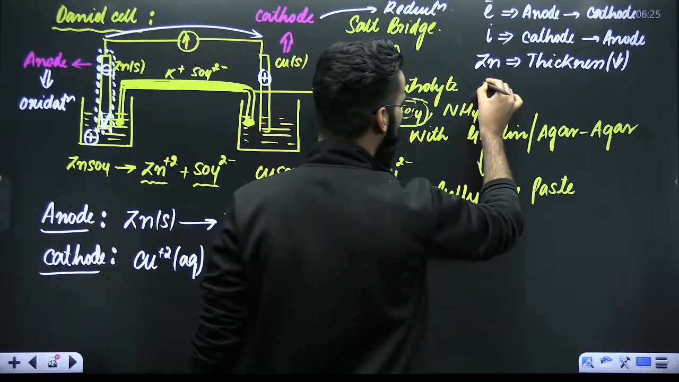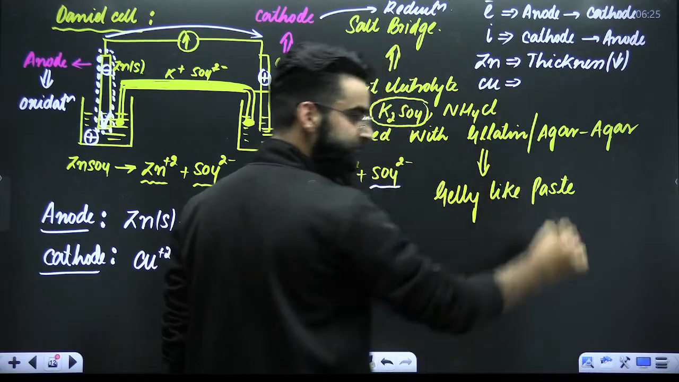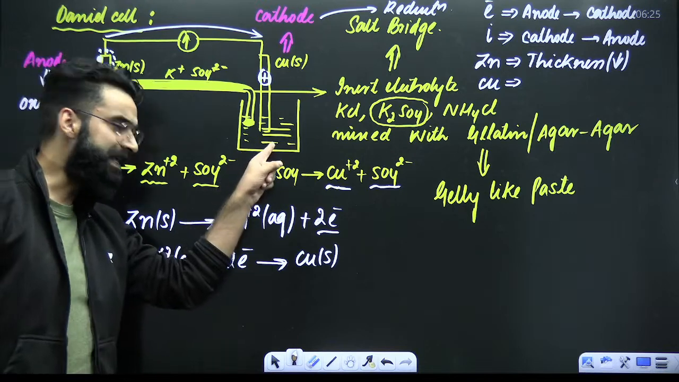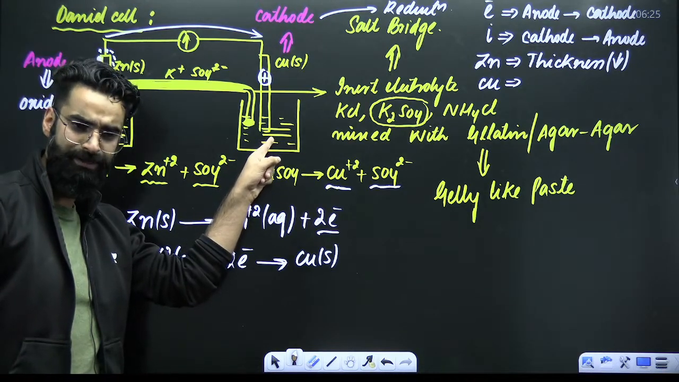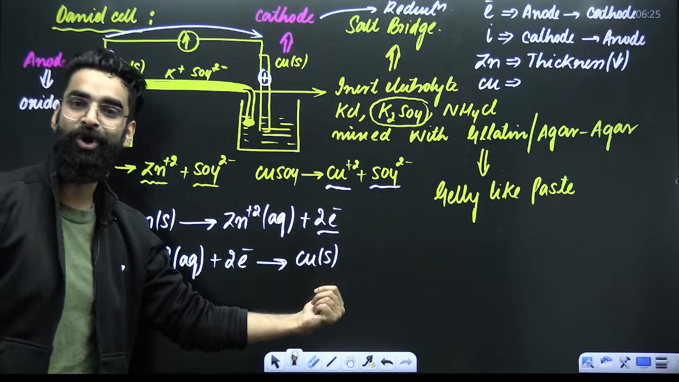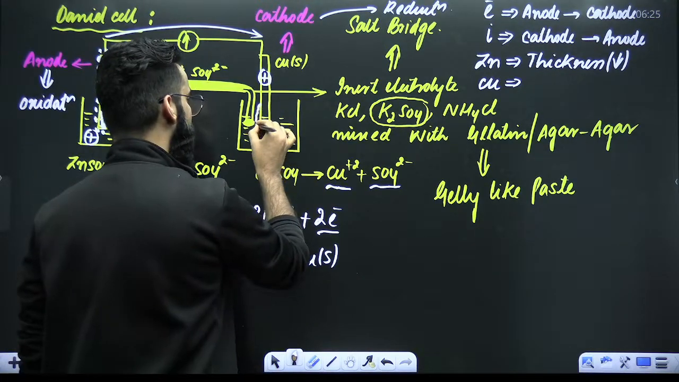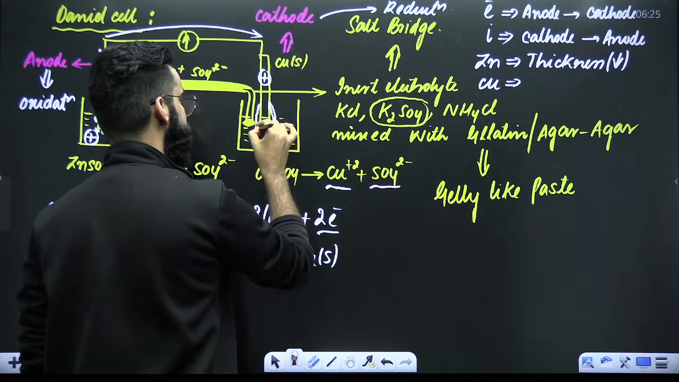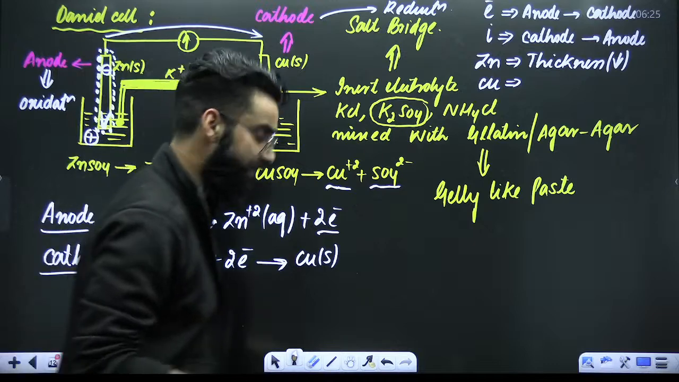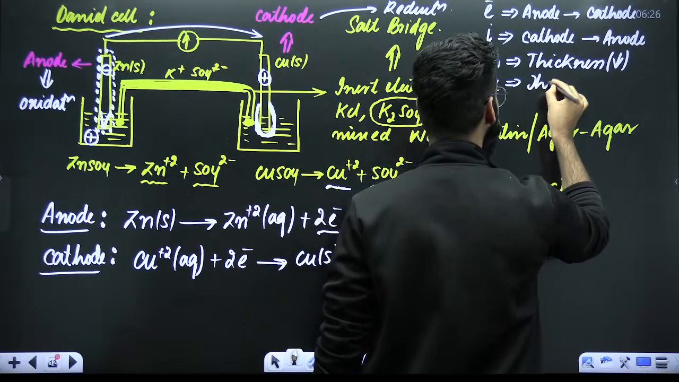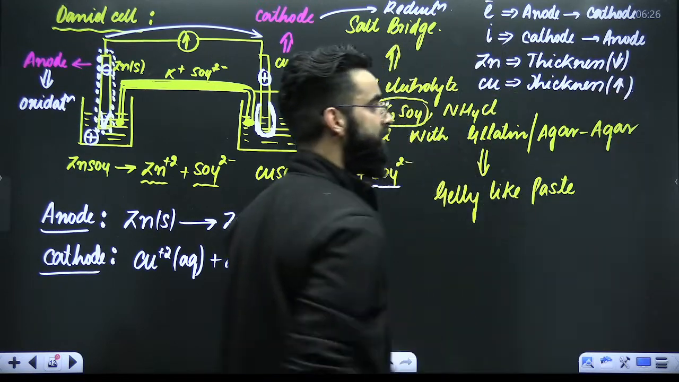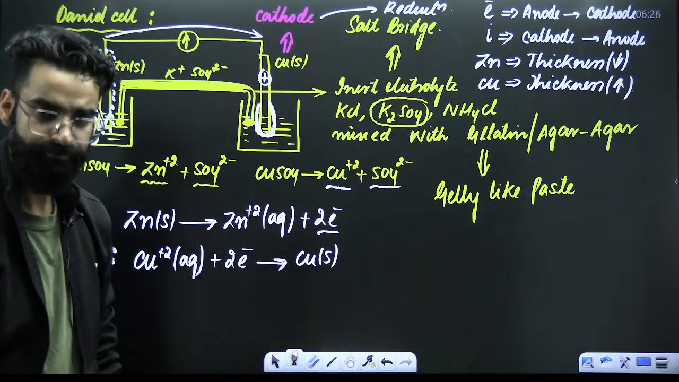Similarly, if you ask me what is happening to the thickness of the copper rod? See, Cu dipositives which were there in the solution collided with the rod. They took two electrons from the rod, got converted into copper solid, and that copper solid will get deposited on the rod, my dear students. So since copper solid is being deposited on the rod, the thickness of the copper rod increases with time, right?